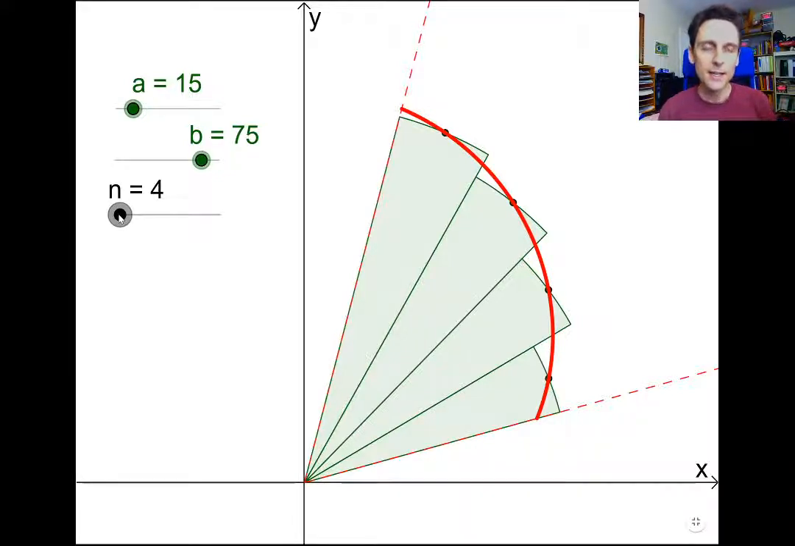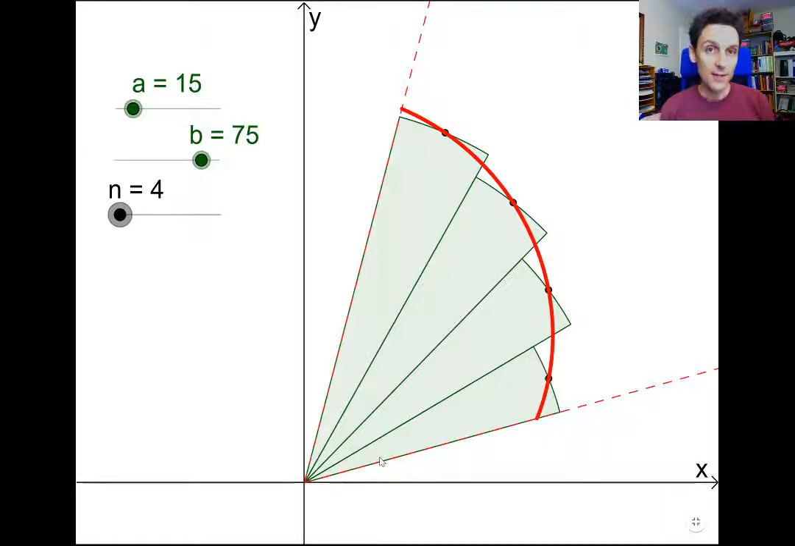Now the idea is, if we're trying to find an area given a polar equation, we're not going to be thinking about the area from the polar curve to the x-axis. Rather, we're going to be finding the area from the polar curve to the origin. So that's what this picture is showing: a region from the polar curve to the origin.